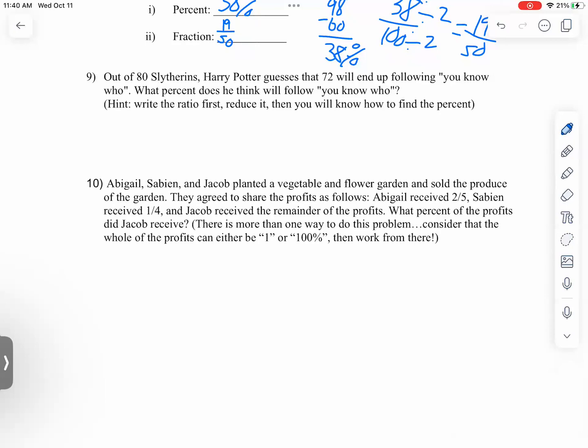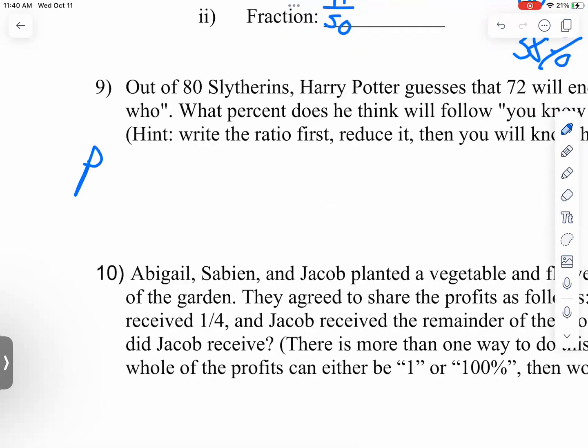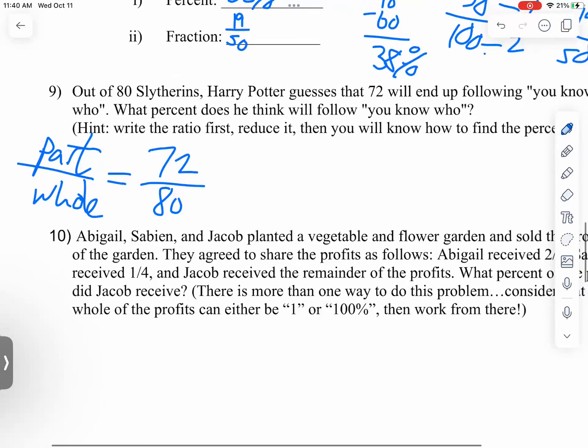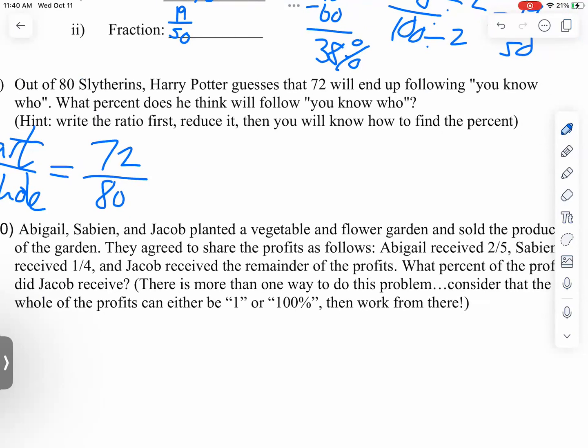Next, out of 80 Slytherins, Harry Potter guesses that 72 of them will end up following you-know-who. What percent does he think will follow you-know-who? So we're going to write the ratio first, then reduce, then we'll be able to find the percent. Okay, so I'm just going to put a part over a whole here. And the ratio we are given is 72 out of 80. Okay, now, this one's a little more challenging. So we should always ask ourselves, can we reduce or simplify? Here we can.